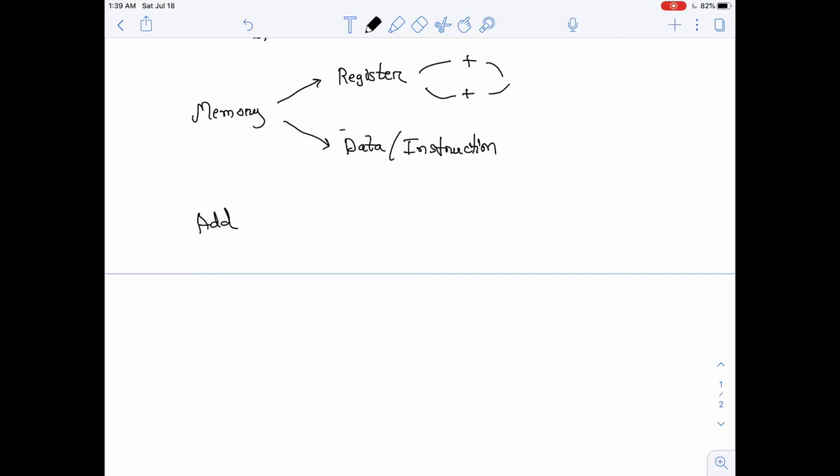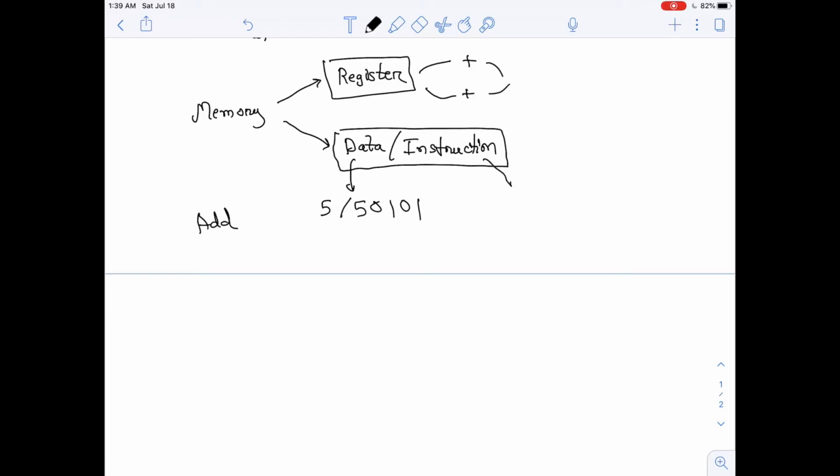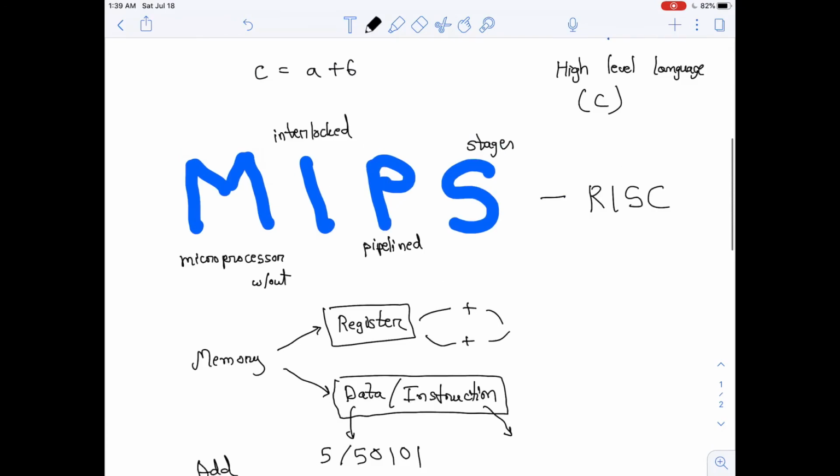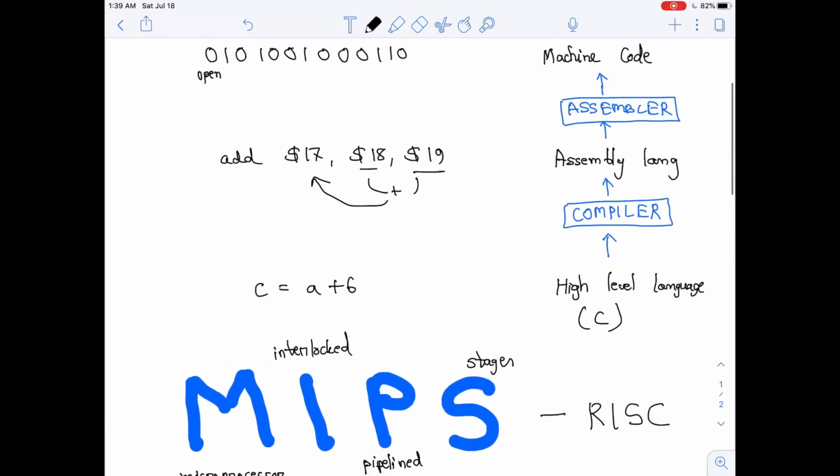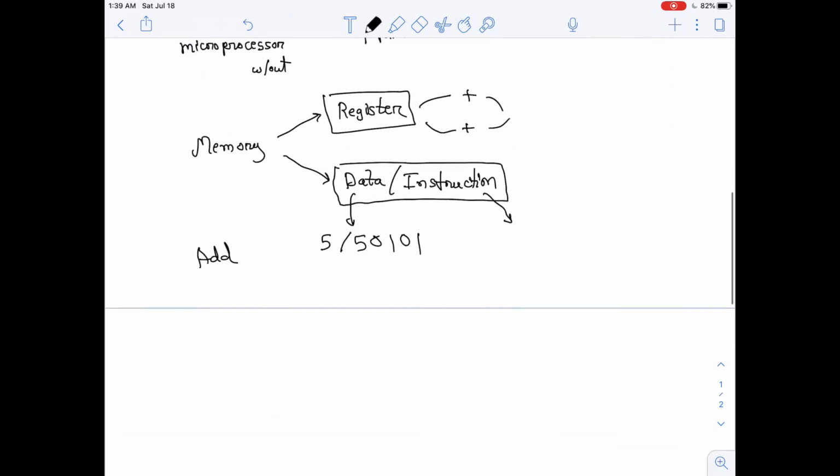As a result, there is a transfer from the data/instruction memory to registers. Now what do I mean by data? Data could be, suppose, the value of any variable. It could be something like 5 or 5101. An instruction is basically an assembly language instruction, one that looks like this, for instance. Your instructions and data are in the same memory.